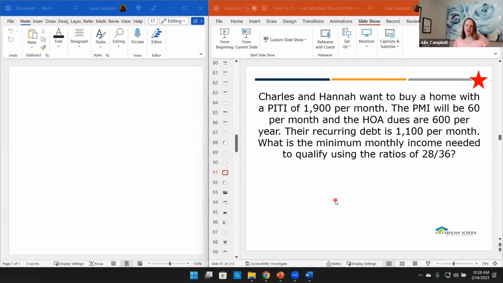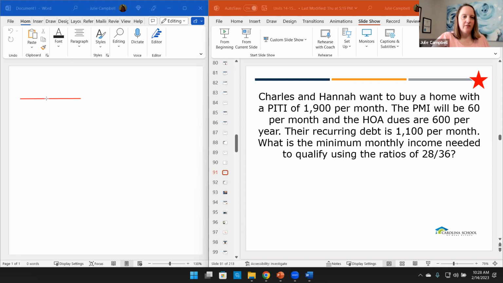Charles and Hannah want to buy a home with a PITI of $1,900 per month. PMI will be $60 per month. HOA dues are $600 per year. Recurring debt is $1,100 per month. What is the minimum monthly income needed to qualify using the ratios?